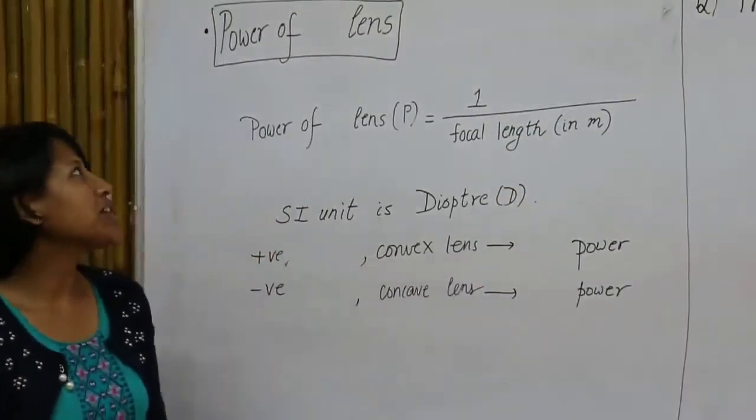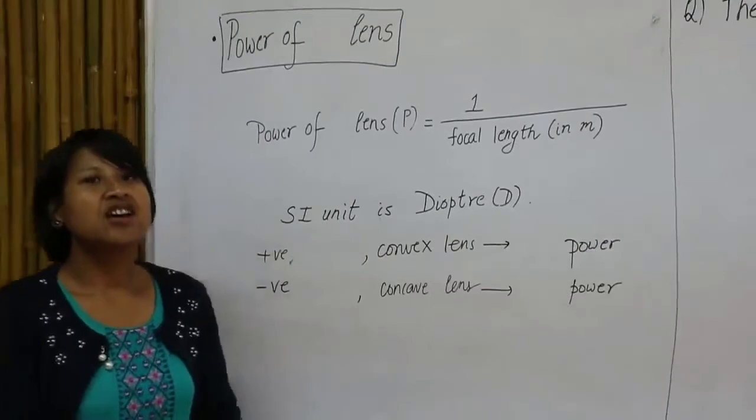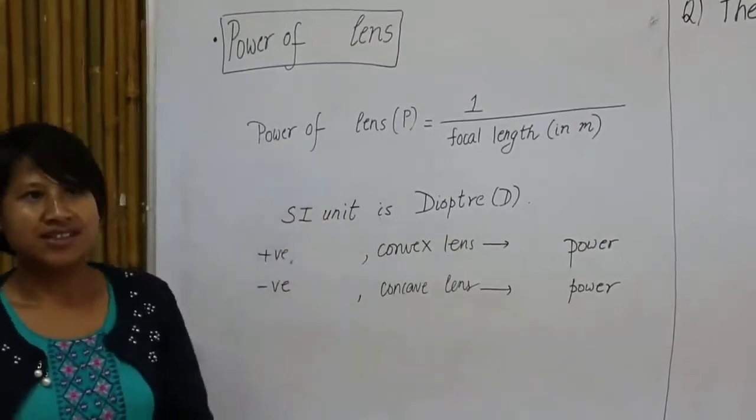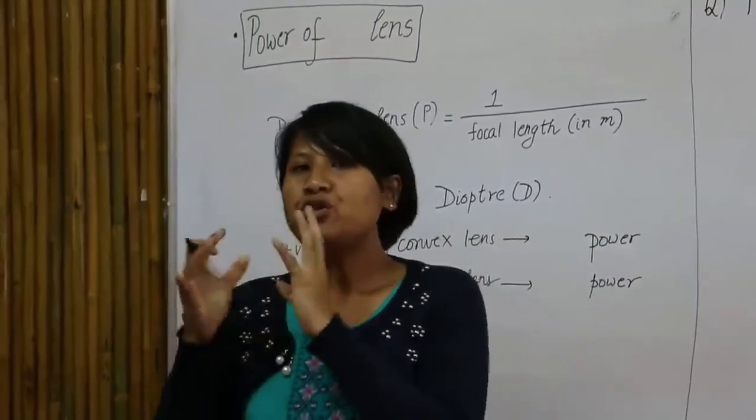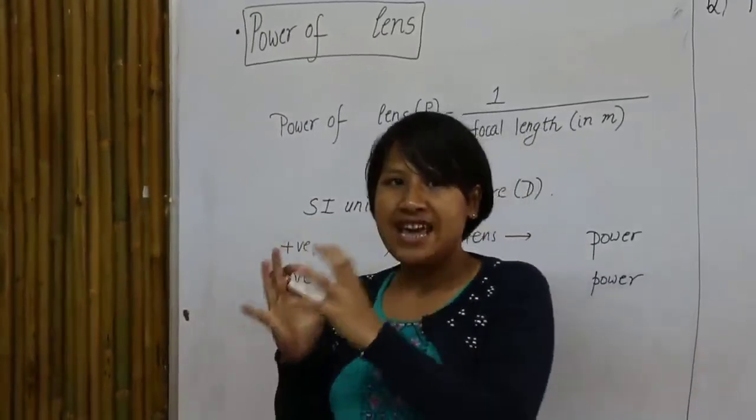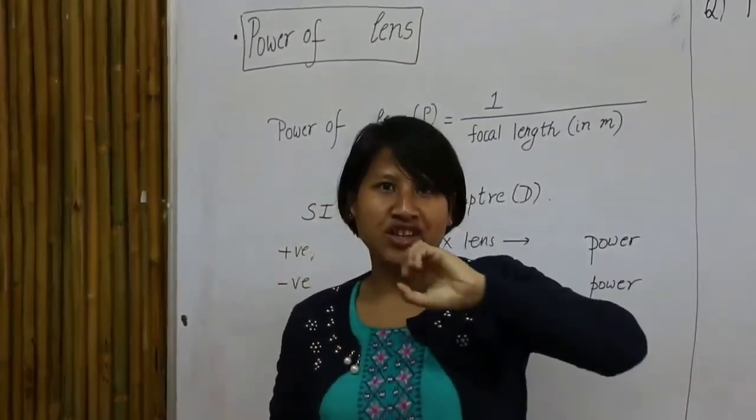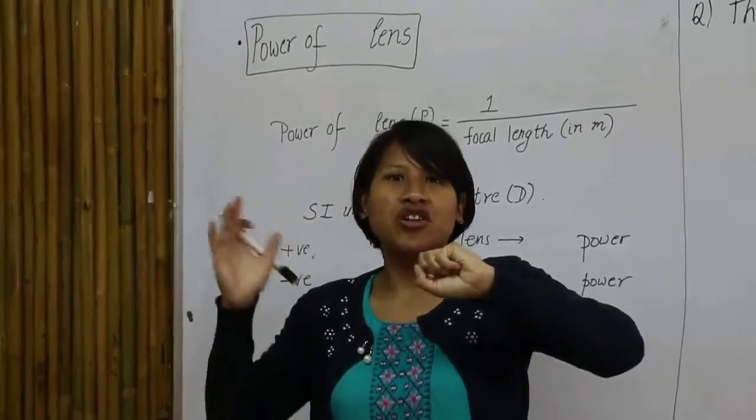Okay, the next topic is power of lens. So what do you mean by power of lens? Now we know that convex lenses converge the light rays falling on them.